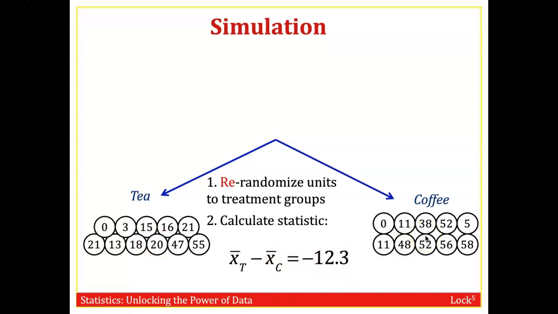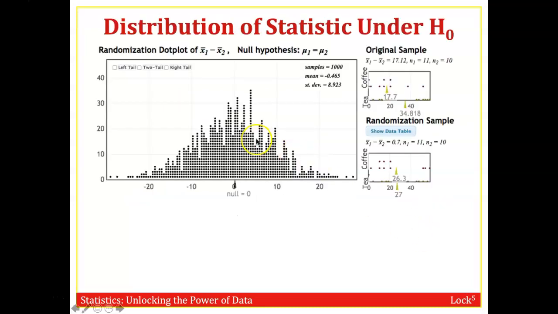So what we want to do is repeat this many times and see what kinds of values would be likely to occur just due to chance if we repeated this simulation, this randomization process, over and over. All right, so we're going to repeat this process many times, and then we're going to put this together into what's called a randomization distribution.